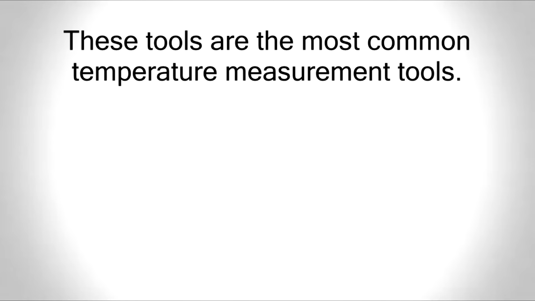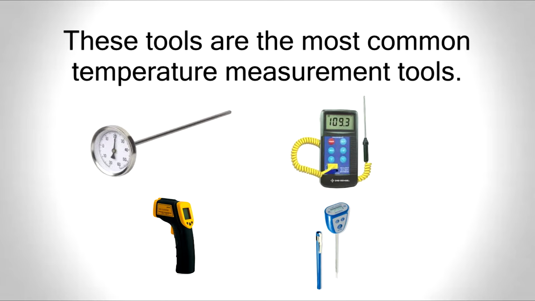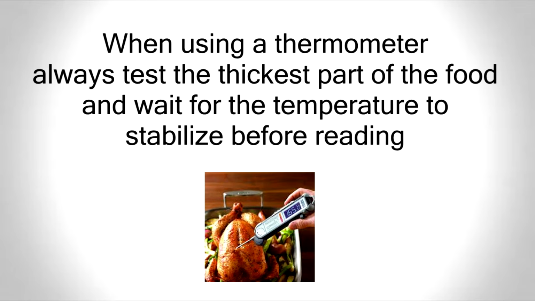These tools are the most common temperature measurement tools. They are the bimetallic stemmed thermometer, great for measuring thick foods. Next is the digital thermocouple thermometer, good for measuring thin foods. Next is the infrared thermometer, perfect for surface temperatures. And finally, the maximum registering thermometer, which helps measure the inside temperature of dish machines. When using a thermometer, always test the thickest part of the food and wait for the temperature to stabilize before reading.